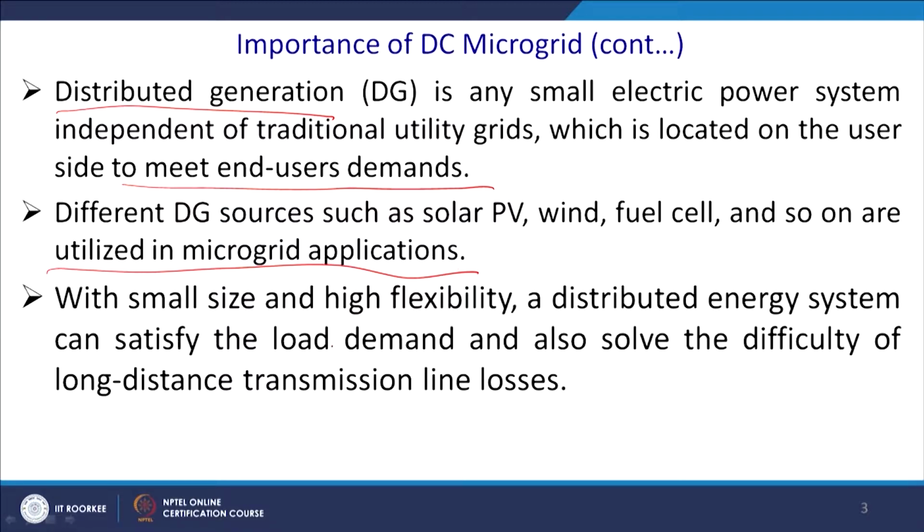So, the consumers can also be the earner of the power. With a small size and high flexibility, we have seen different kinds of architecture of the DC microgrid in our initial lectures. Our distributed energy system can satisfy the load demand and also solve the difficulty of long distance transmission losses. So, you do not have any T&D losses, because transmission losses will be zero, as you are in very close proximity to your load and source.